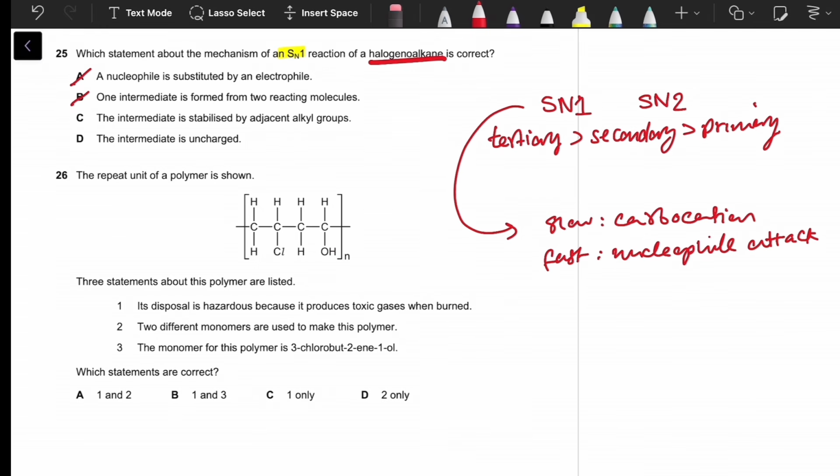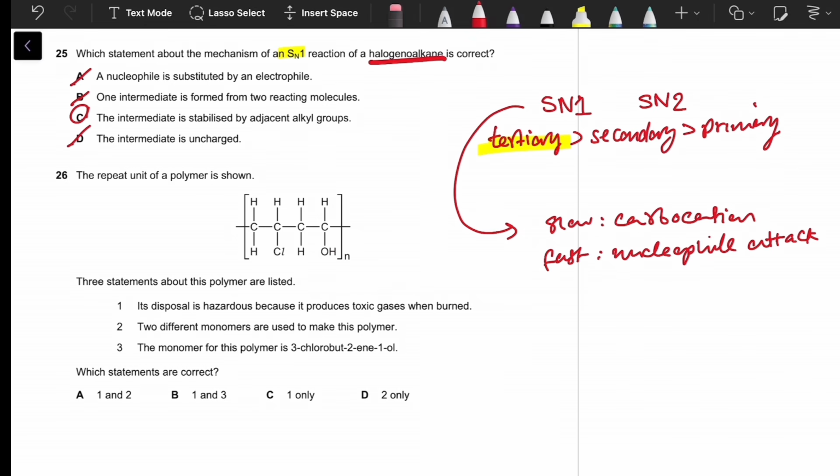So this is incorrect. C, the intermediate is stabilized by adjacent alkyl groups. That is correct. The carbocation that is produced is stabilized by alkyl groups. And this is why tertiary halogenoalkanes undergo SN1 most easily because they have so many alkyl groups attached to the carbon atom. The answer must be C, but let's just take a look at D. The intermediate is uncharged. No, it's not. It's a positive carbocation.